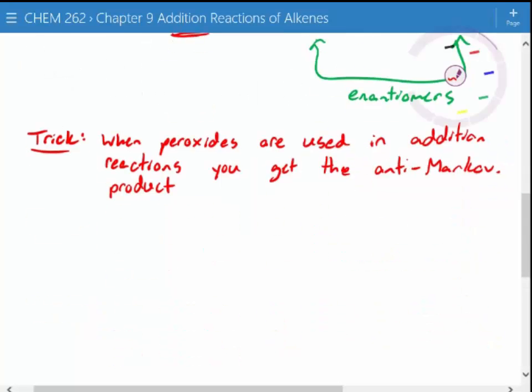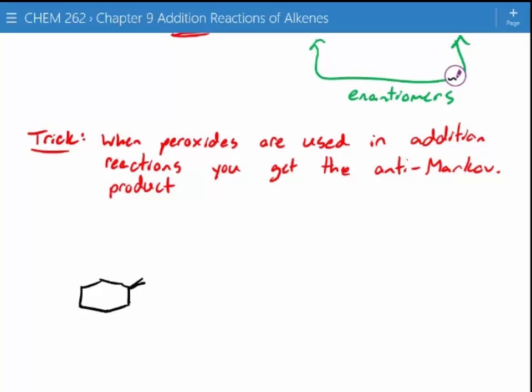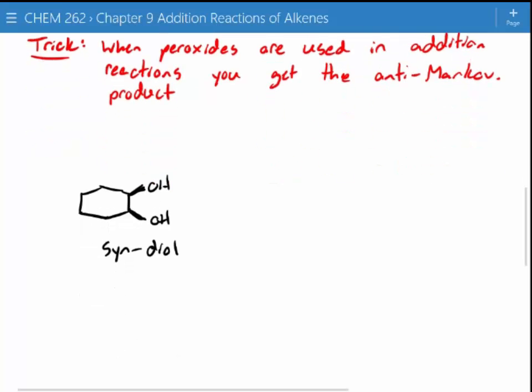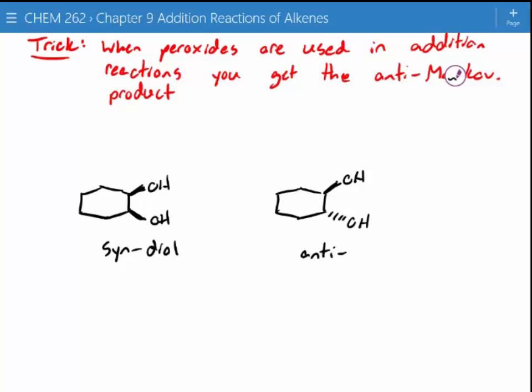So let's briefly reiterate the difference between syn and anti. So if we look at this diol here, this would be a syn diol, right? Because those alcohols are on the same side. If we are thinking about an anti-diol, that means that the alcohols are on opposite sides. It's used for any substituents when we're comparing them. So if they're on opposite faces, we call them anti. So syn just means same, anti means opposite.